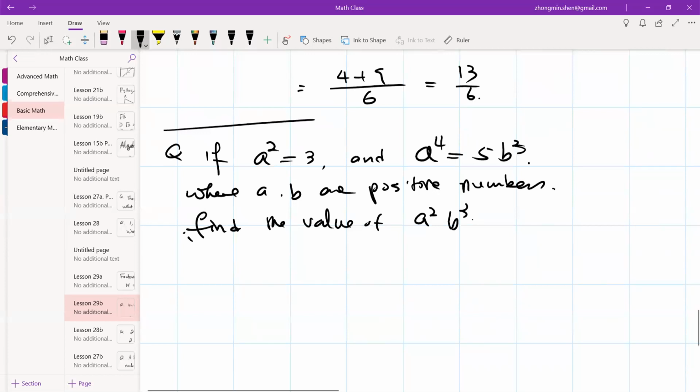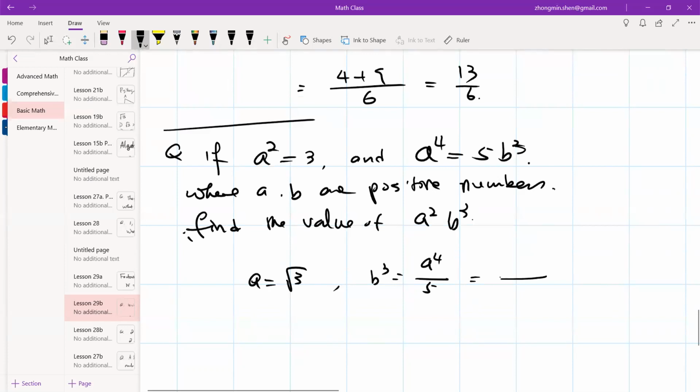Oh, this is 5b cubed. When you're trying to solve this problem, you have options. You can find A, then you can find B. But that's not what we're going to do. From the first equation, A is going to be the square root of 3. Then from the second equation, B cubed equals A to the 4th power divided by 5. And then blah, blah, blah.